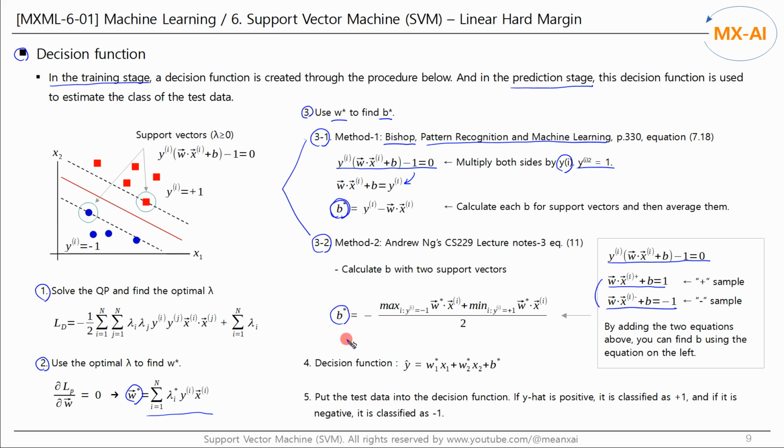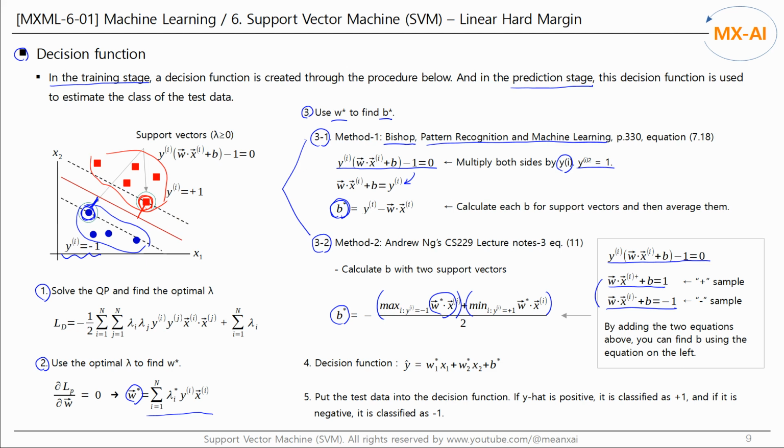Here, this expression means that among the data points where y is negative 1, Wx is the largest, that is, x is closest to the decision boundary. And this expression means that among the data points where y is positive 1, Wx is the smallest, that is, x is closest to the decision boundary.